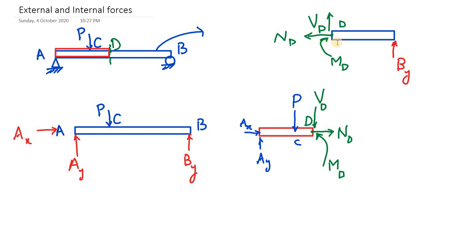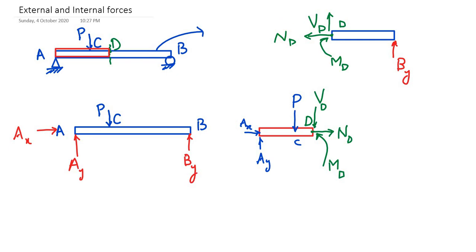Again, over here you can see that you must have some non-zero value for this reaction. If this P value is non-zero, then this By must be non-zero. Now this segment cannot be in equilibrium under the action of this force alone. So there must be some forces developed at the interface of the right and left segments at point D that keep this right segment in equilibrium. So these internal forces VD, ND and MD are responsible for maintaining equilibrium of this segment.